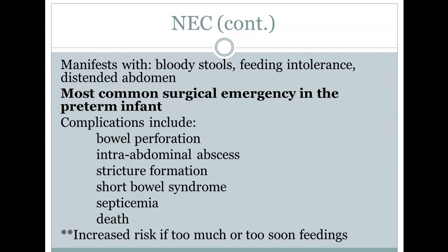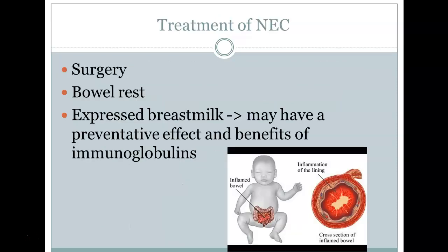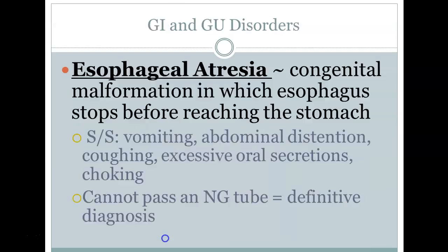So we often will look at giving the babies expressed breast milk if possible, because we find that there may be a preventative effect with the breast milk because of the immunoglobulins that are passed through it. This can perhaps help stop or slow the formation of necrotizing enterocolitis. This is just a picture of what the inflammation of the bowel would look like. Surgery is a treatment for this, as well as bowel rest, and again, giving them that expressed breast milk because of those preventative immunoglobulins.